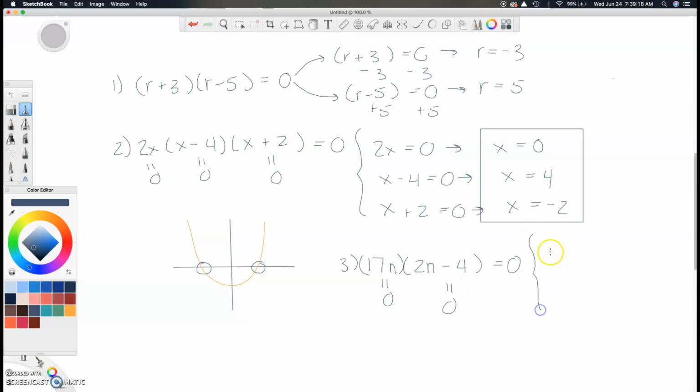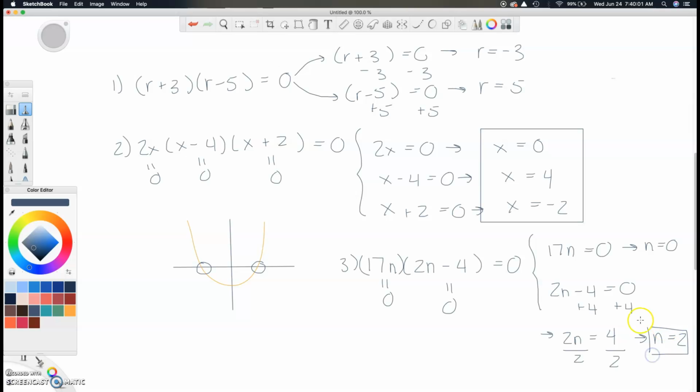What that results in is 17n equals 0. You divide by 17 over here, and 0 divided by anything is 0. So this leaves you with n is equal to 0. Over here, you've got 2n minus 4 equals 0. So I'm going to go step by step and add the 4 over, plus 4, which leaves me with 2n equals 4. Now I'm going to divide by 2, because how do you get rid of multiplication? You divide, and this leaves you with n is equal to 2.